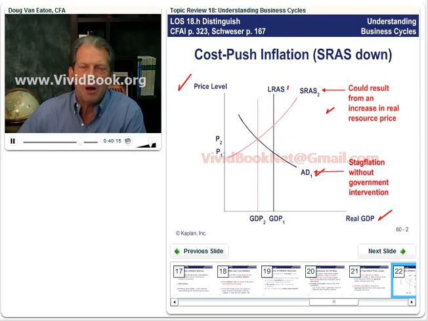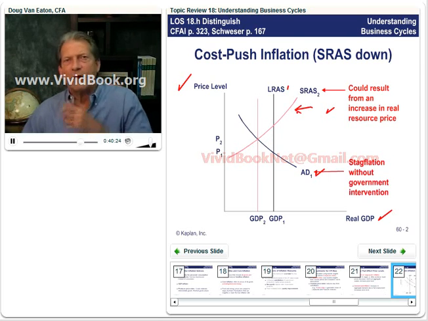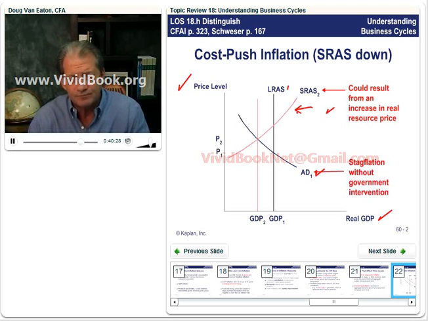Costs went up. So what happened? Aggregate supply decreased. It moved to the left. Well, remember on this graph, when we draw a short-run aggregate supply curve, we're holding input prices constant. Now we're saying, well, what if those input prices went up?